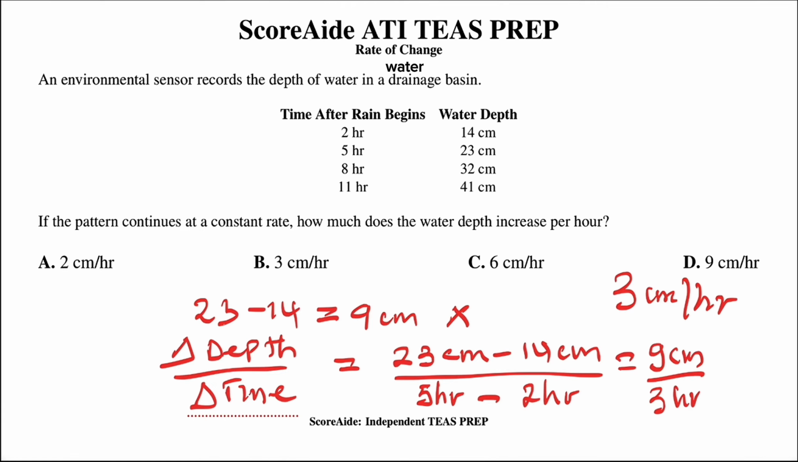The rate at which this water is increasing is 3 centimeters for every 1 hour. So if you take just 9 centimeters, you were considering that it is 9 centimeters per hour, but it is actually 9 centimeters for every 3 hours. So the answer is going to be B.